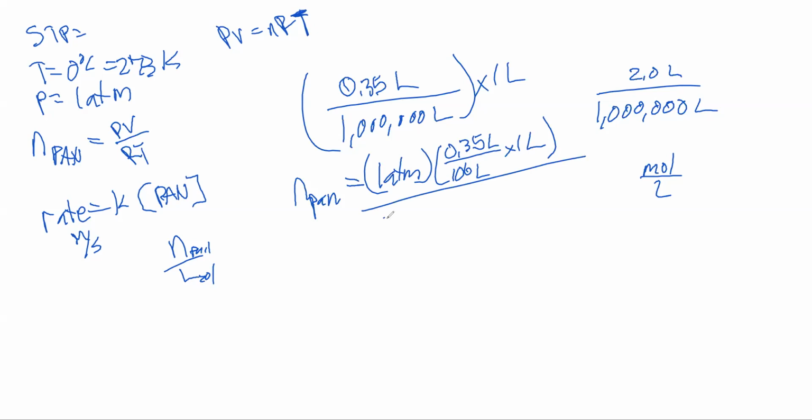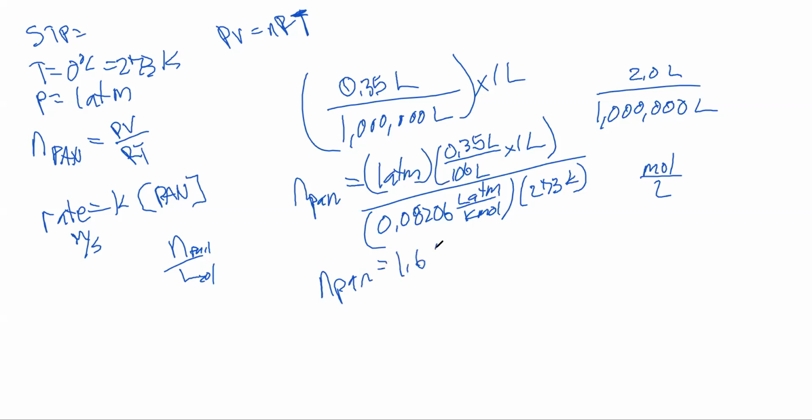We have our R, 0.08206 liters atmosphere. Now, it's been a while. Make sure that you don't use the R which is 8.314, because that is going to give you joules, right? You want to make sure you're using the one in liters. And so this becomes 1.6 times 10 to the minus 8 moles per liter.